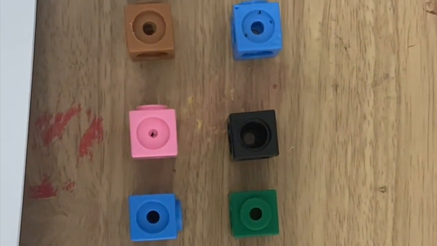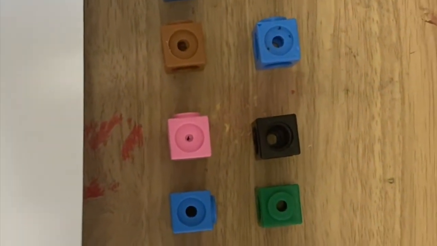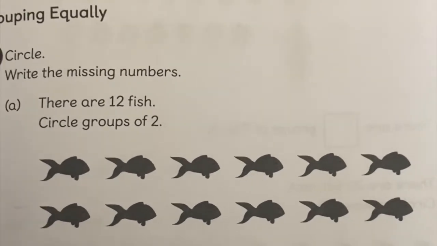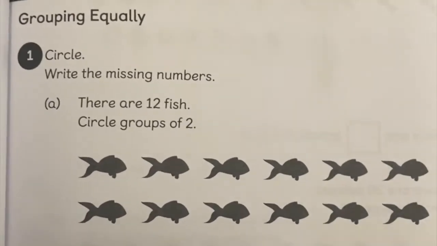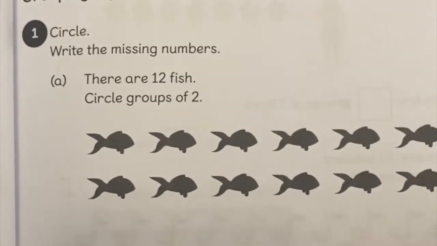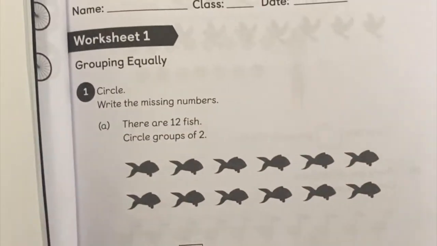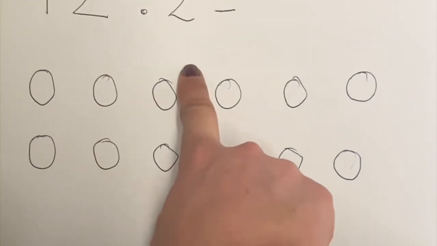Now, you should have something in front of you that looks a bit like this. I am trying to answer the question that is here. There are 12 fish. Circle groups of 2. You don't have this in front of you, so I want you to draw something like this. I have done it over here, just like it is in our Maths No Problem book. And right at the top, 12 divided by 2.